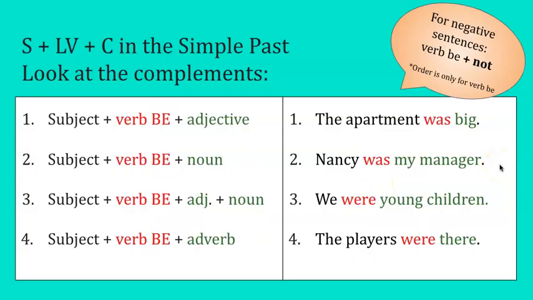Here are examples of using the verb be, the linking verb be, in sentences in the simple past tense. Pause the video here to study these examples. And remember, you can make them negative if you add not after the verb be.